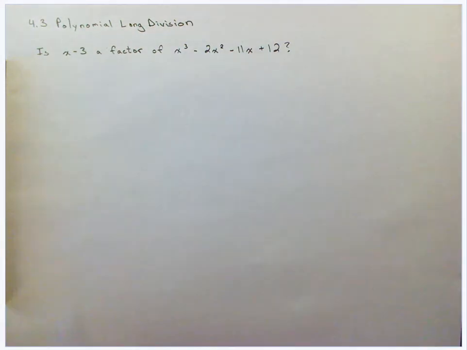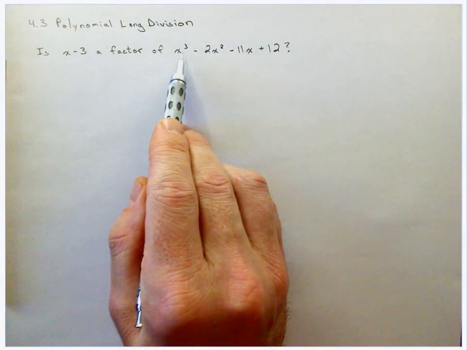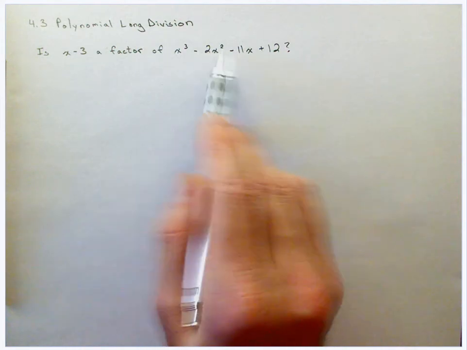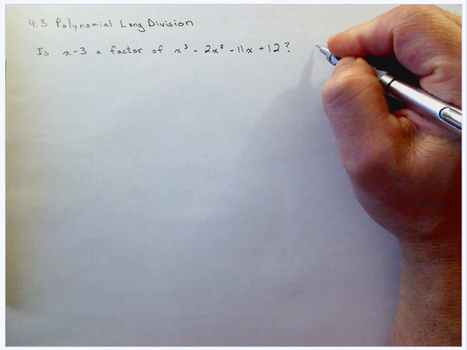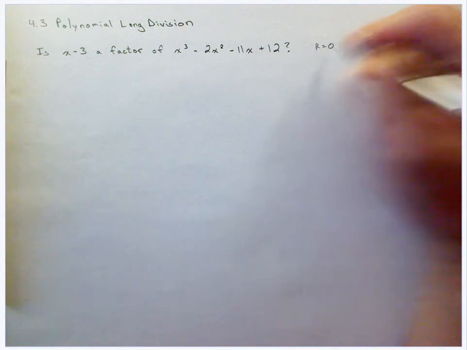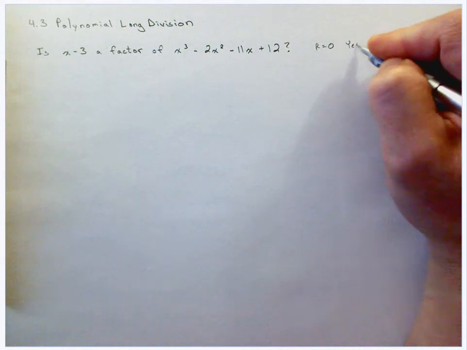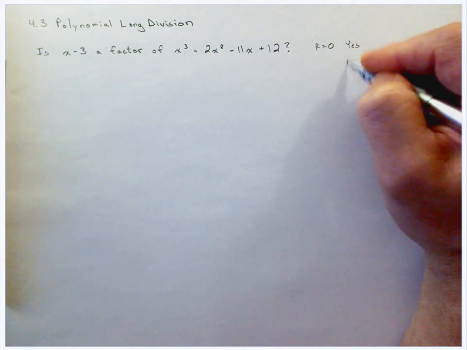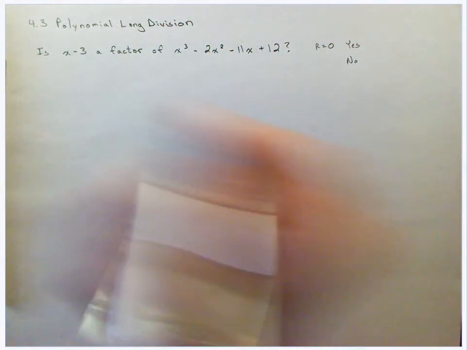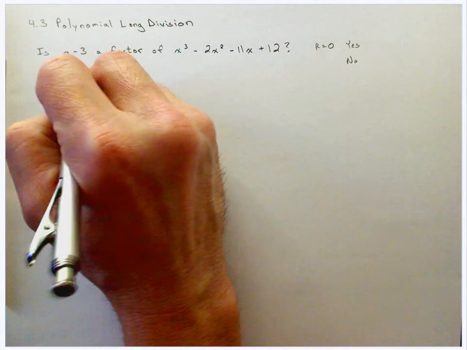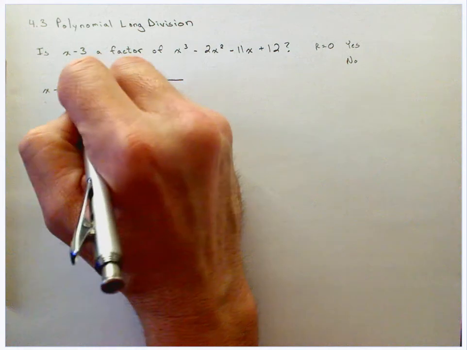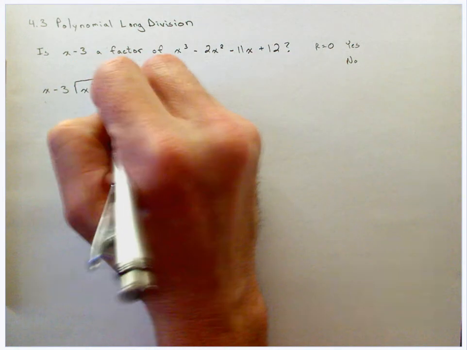The question asks, is x minus 3 a factor of x to the third minus 2x squared minus 11x plus 12? As soon as I read this, I should know that if it is, then I will have a remainder that equals 0. Then yes. A remainder of some other value? Then no. So let's see. I say x minus 3 will go into x cubed minus 2x squared.